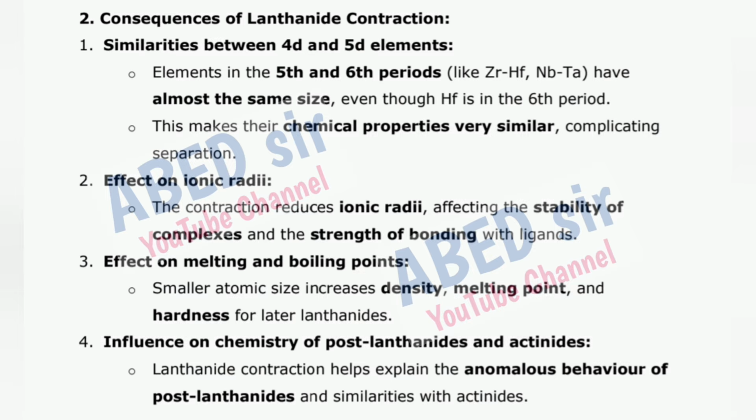2. Consequences of lanthanide contraction. 1. Similarities between 4d and 5d elements. Elements in the 5th and 6th periods, like Zr, Hf, Nb, Ta, have almost the same size, even though Hf is in the 6th period. This makes their chemical properties very similar, complicating separation. 2. Effect on ionic radii. The contraction reduces ionic radii, affecting the stability of complexes and the strength of bonding with ligands.